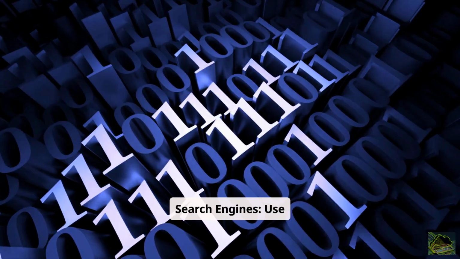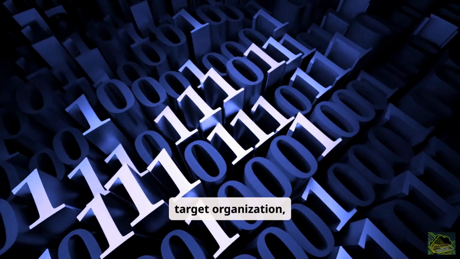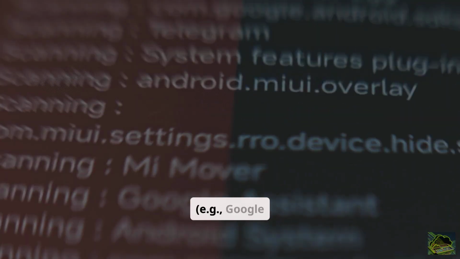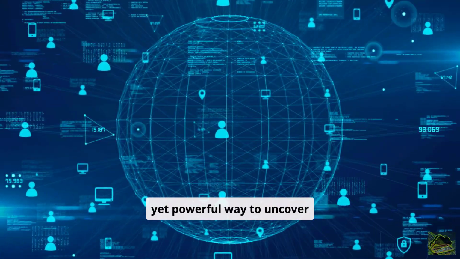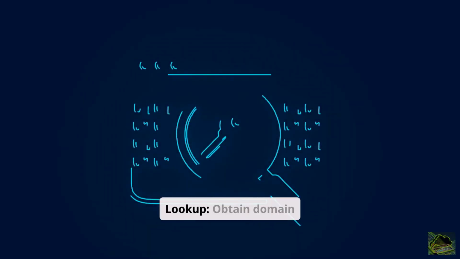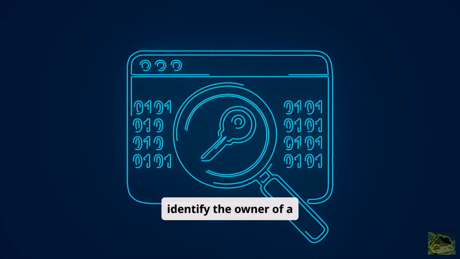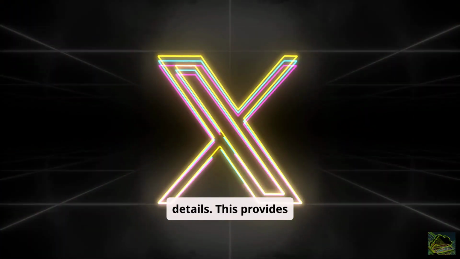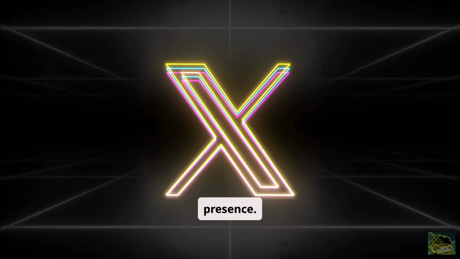Search engines. Use Google, Bing, or other search engines to find information about the target organization, its employees, and the technologies used, e.g., Google dorking. This is a simple yet powerful way to uncover publicly available data. WHOIS lookup. Obtain domain registration information to identify the owner of a domain, contact information, and other details. This provides valuable insights into the organization's online presence.